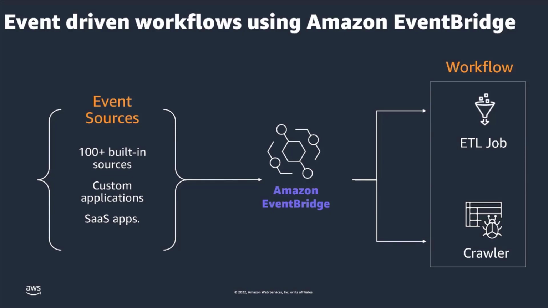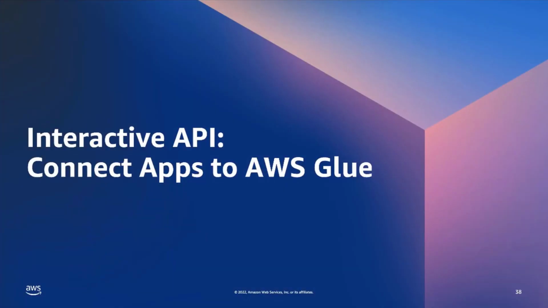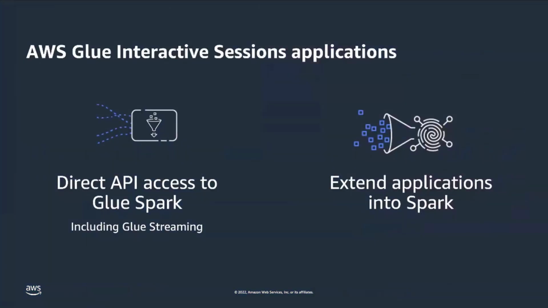And finally, the last method for integrating Glue is interactivity, using interactive apps. Using Glue interactive sessions, you can integrate Glue directly into your own applications using the Glue APIs. This includes Glue streaming, and it allows you to extend Glue into any application that has access to AWS, on-premise or in the cloud. So let's go ahead and see how this might be done.